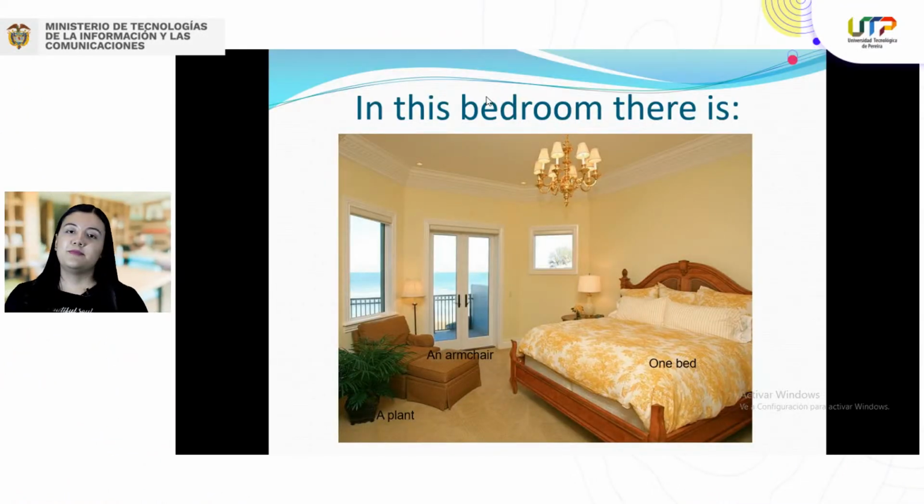All right. So, remember that we're talking about the bedroom, yes? The things that we can find in the bedroom. So, we got 3 already. There is one bed. There is an armchair, and there is a plant. And listen to this. In this case, we use there are.